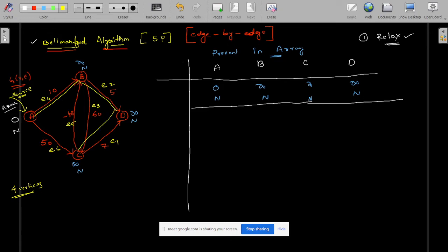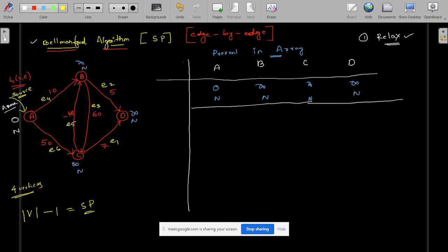Three paths are more than enough to visit all the vertices, or not? A to B, then B to C, then C to D. Only 3 paths are more than enough to visit all the vertices. That is what the idea is all about. What is that idea? It is nothing but the number of vertices minus 1. So that will give you the shortest path.